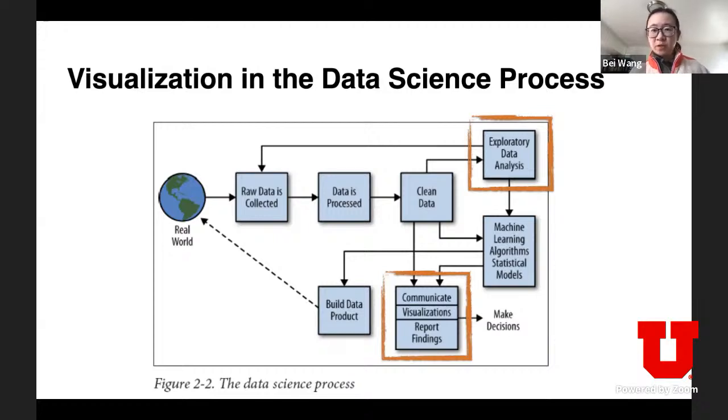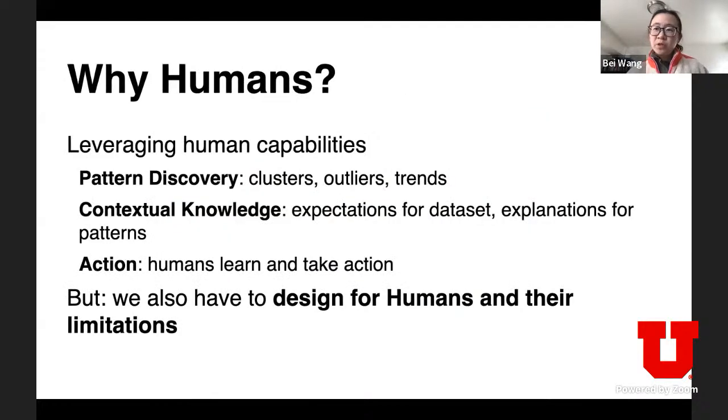So just looking at this picture again, there are two major roles visualization plays. One is exploratory data analysis. The other one is communication. So why do we really emphasize the role of human in creating and interpreting visualization? In some way, visualization is actually leveraging human capabilities, specifically in terms of pattern discovery.